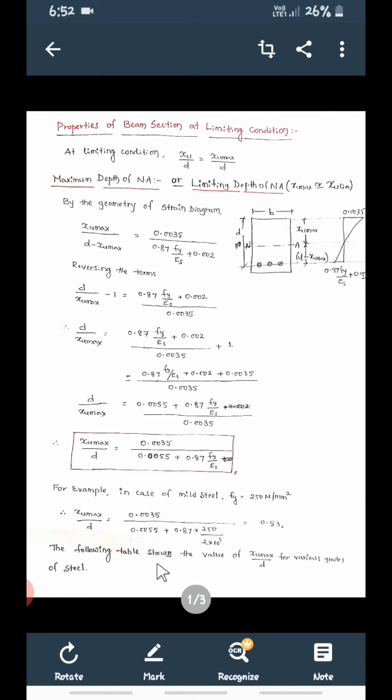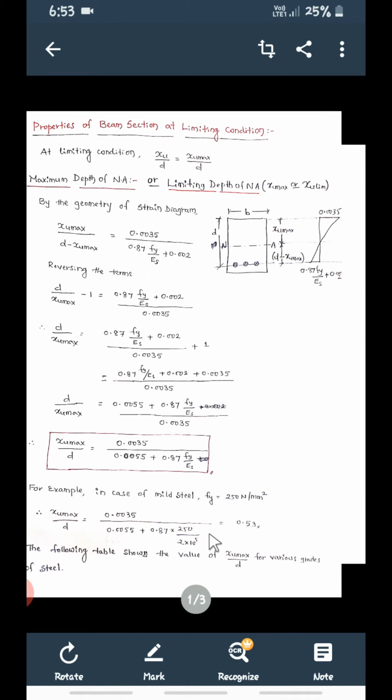The following table shows the value of Xu max upon d for various grades of steel. If you remember this, we can find it out. Substitute the value of Fy: if it is a 250 grade, substitute Fy equal to 250; if it is a 415 grade steel, substitute Fy equal to 415; if it is 500 grade steel, substitute Fy equal to 500. Then substitute Young's modulus of steel, the same 2 into 10 raised to 5, and we get the three values of Xu max upon d for three different grades of steel.